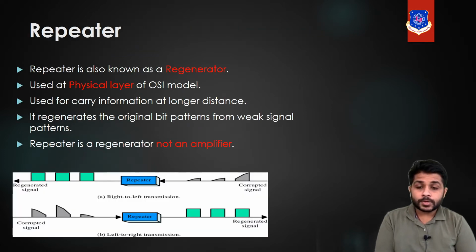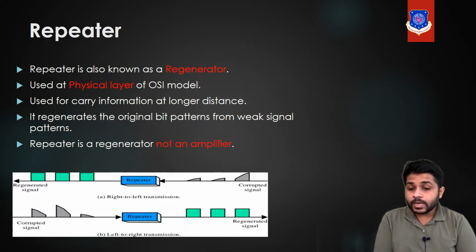Now, what is a repeater? The repeater is also known as a regenerator, and it works at the physical layer of the OSI model. Whenever I say that a device is working at the physical layer, it means that the device is a dumb device that cannot understand the meaning of the data. It can only forward the data or do some processing on the data.